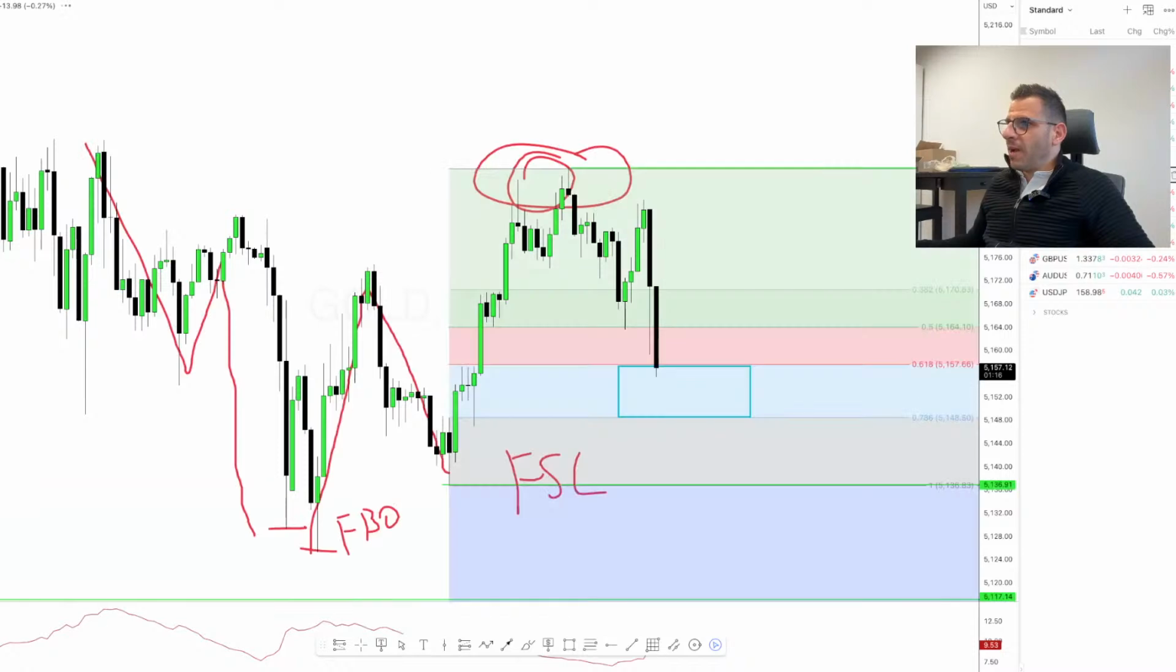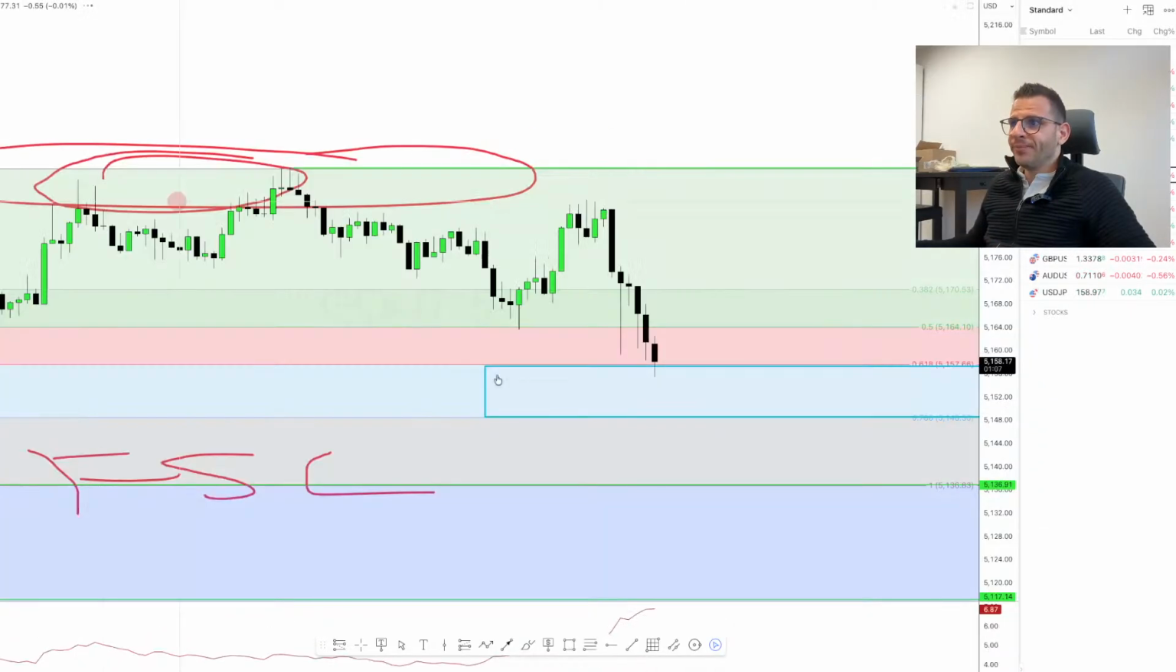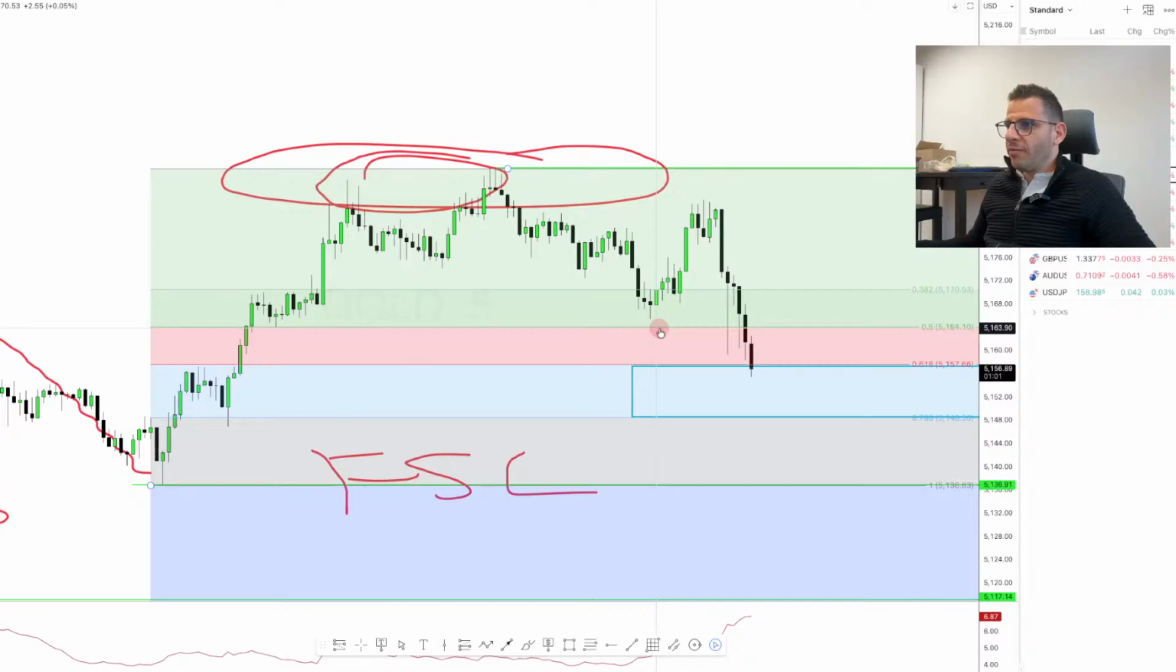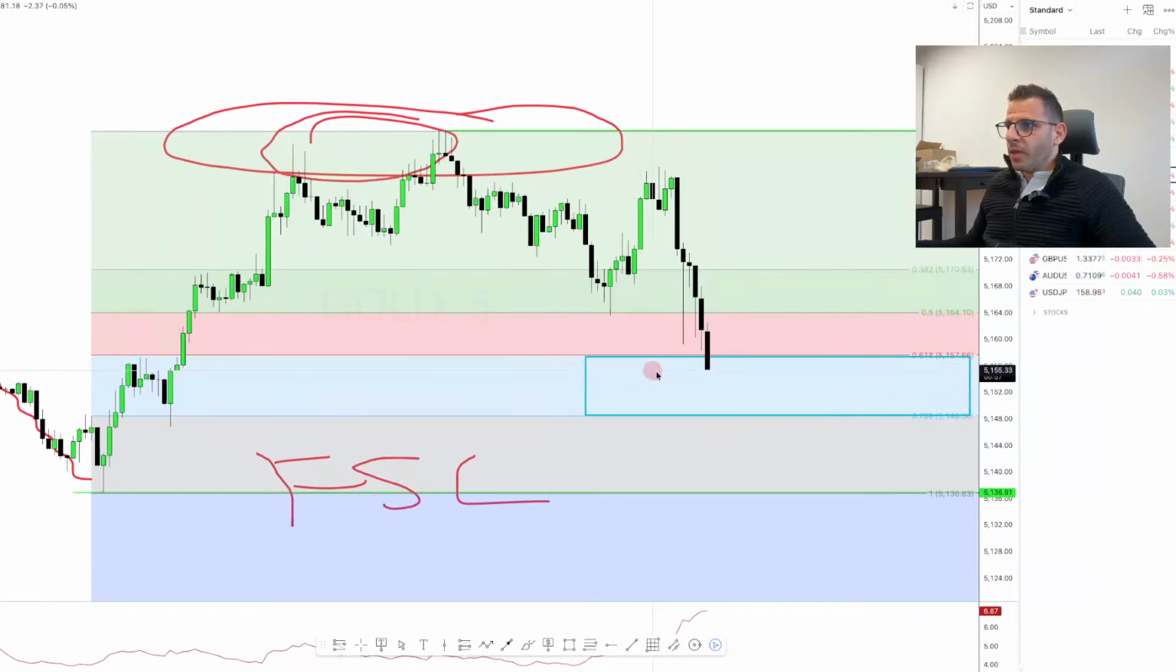So back to gold. Let's see if something changes here. 15-minute time frame. Price is still hovering around now the 61.8. On the 5-minute chart, this is what we see. Sellers are trying to go through this area.